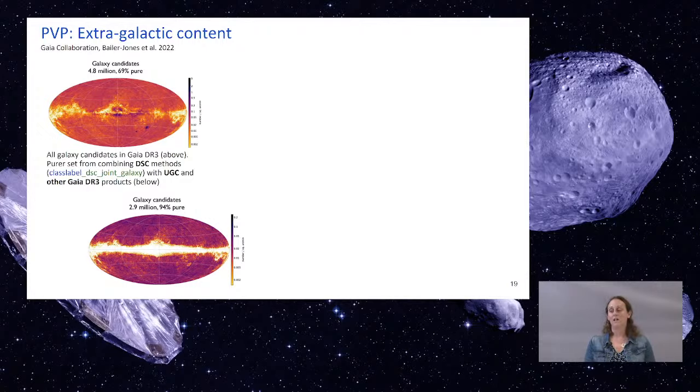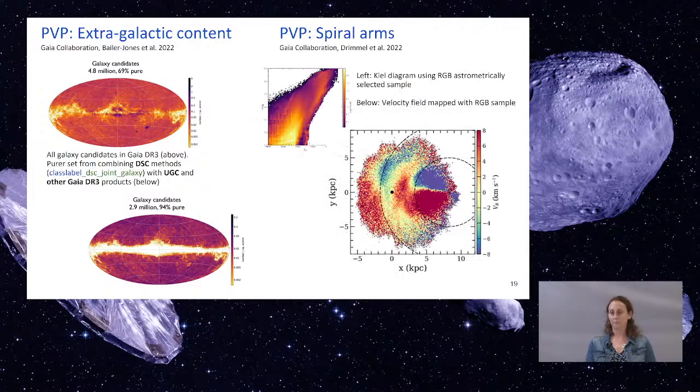So in the top panel, I show an example of all of the possible galaxy candidates in the archive, whereas in the bottom one, when we use the selections on the DSC methods and the UGC methods, along with other Gaia data products, we get a much purer set of galaxy candidates.